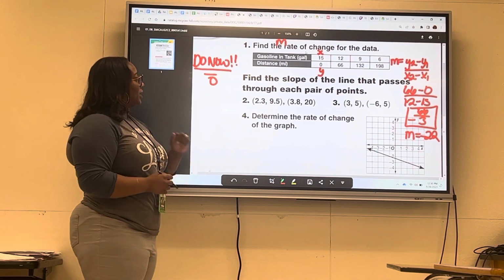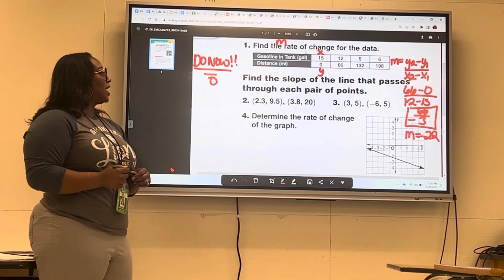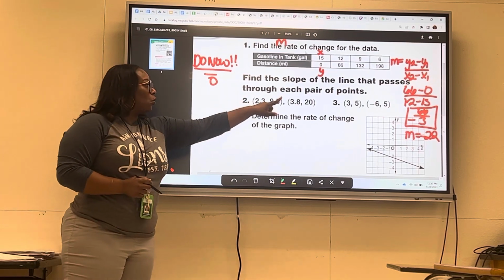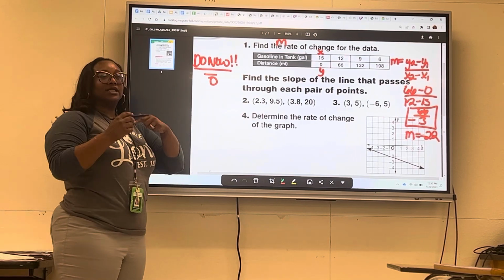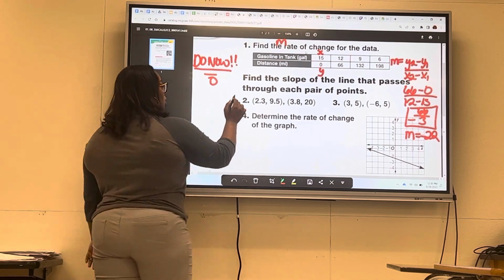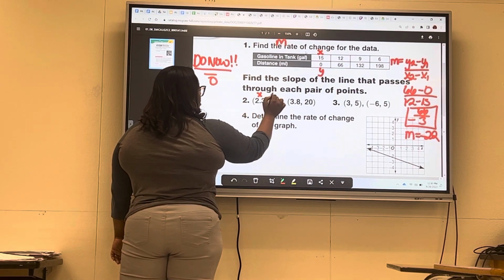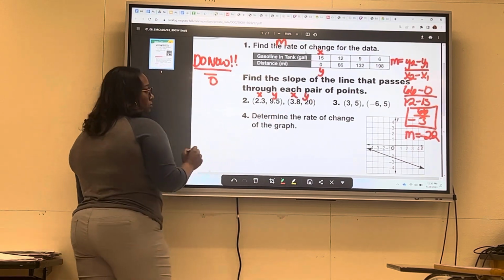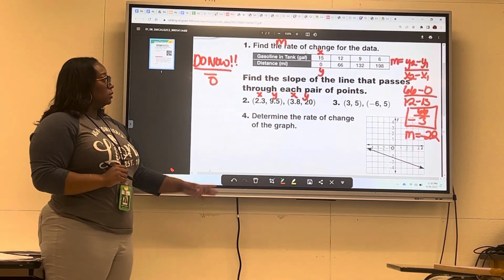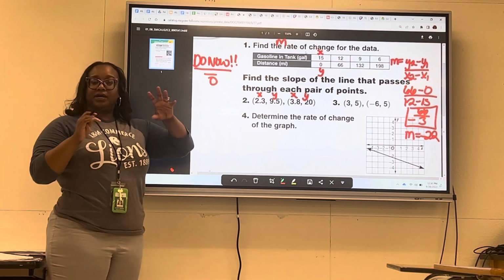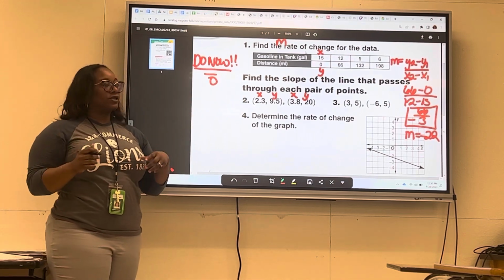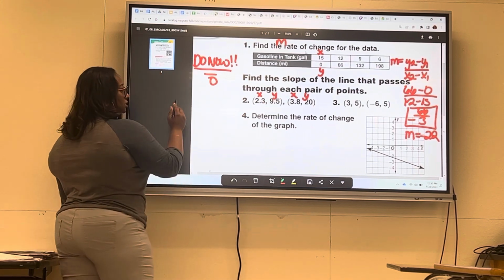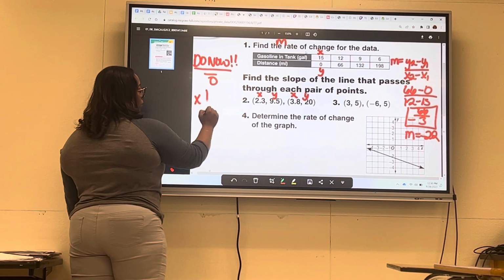All right, let's go down to the second section. Find the slope of the line that passes through each pair of points. These are the coordinates. I'm reviewing this just so you know, we know this is X, this is a Y, this is another X, this is another Y. If you're real big on using your calculator or lists and spreadsheets, you can also plug this into lists and spreadsheets. Make your own table.